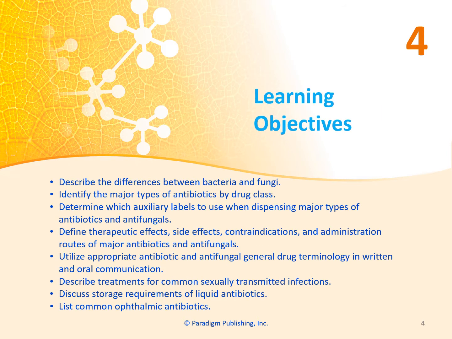Our learning objectives include describing the differences between bacteria and fungi, identifying the major types of antibiotics by drug class, determining which auxiliary labels to use when dispensing major types of antibiotics and antifungals, defining therapeutic effects, side effects, contraindications, and administration routes of major antibiotics and antifungals, utilizing appropriate antibiotic and antifungal general drug terminology and written and oral communication, describing treatments for commonly sexually transmitted infections, discussing storage requirements of liquid antibiotics, and listing common ophthalmic antibiotics.